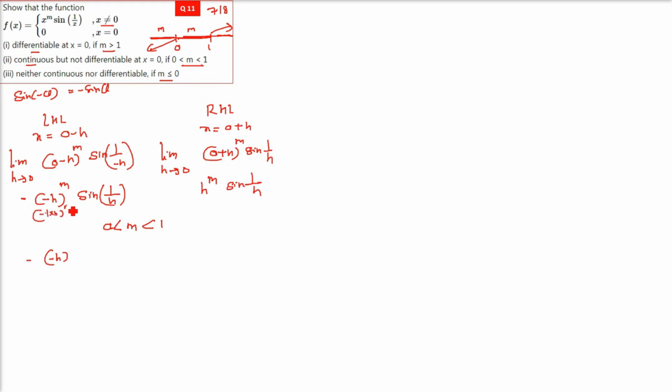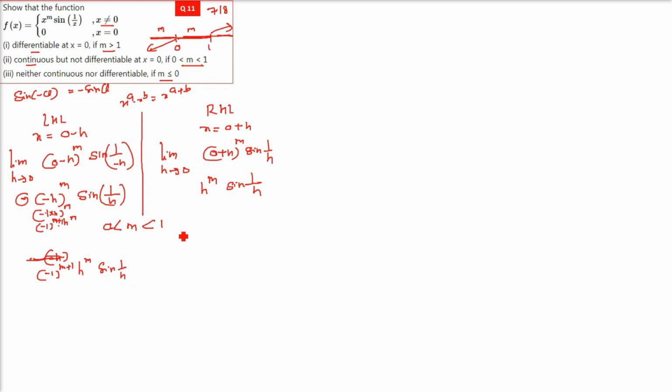Minus x can be written as minus 1 into x, same way. So it is simply equal to minus 1 to the power m, h to the power m. That is, a into b to the power m is a raised m and b raised m. And when we have x raised a, x raised b, that is x raised a plus b. So I am just writing it again: minus 1 to the power m plus 1, because minus 1 we have taken out from minus h. Minus was already there, so minus 1 to the power m plus 1, and h to the power m will be there and sine 1 by h.